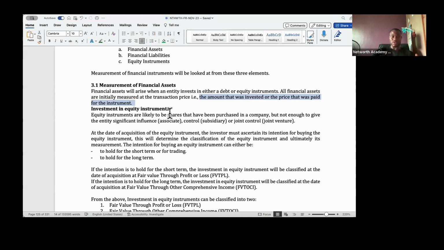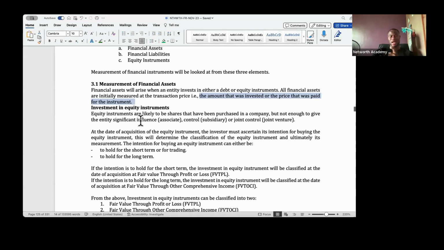And that is it, 10,000 Naira. So investment in shares is initially recognized at the transaction price. And the date you bought the shares, right? The date you bought those shares, the standard requires that you have to classify those shares. You have to determine the classification.